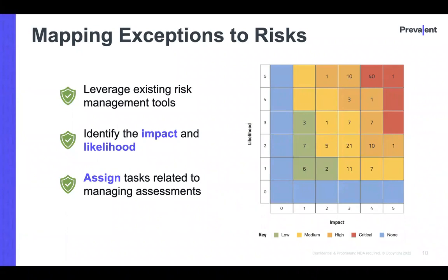So if we already have those tools established, it'll then make it easier to take those risks and say, well, based on what the auditor has said, based on the exception that's noted, do we deem this a critical risk or a low risk, for example?